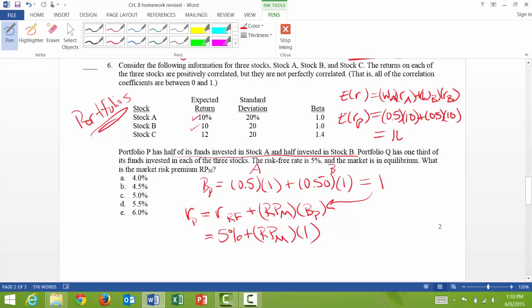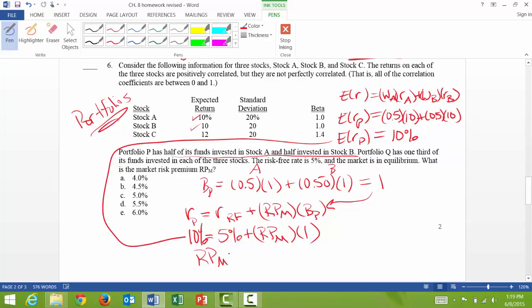And then I would just get the expected return here of 10%, and that's what I would use over here. So I set this equal to 10%. If the beta is 1, then I know that 5 plus 5 is going to equal 10. So the market risk premium is equal to 5%. So it's kind of a strange little question, but that's what it was.